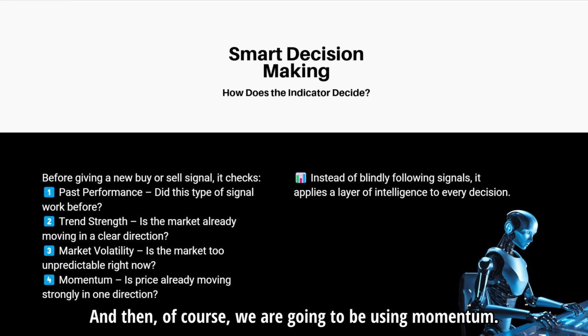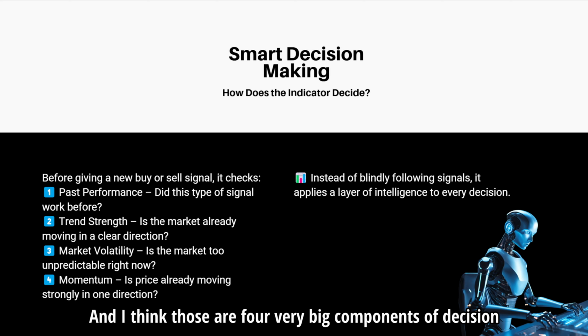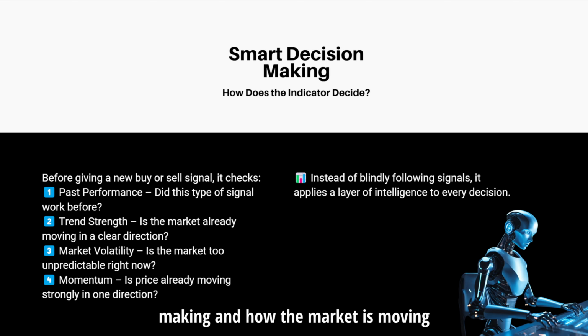And then, of course, we are going to be using momentum. So in combination with the strength of the trend, we are going to see how consistently and how strongly price is moving in that direction. And that's also something that this indicator really uses. And I think those are 4 very big components of decision making in how the market is moving and how you can apply trend following or trend adapting strategies and take trades based off of it.